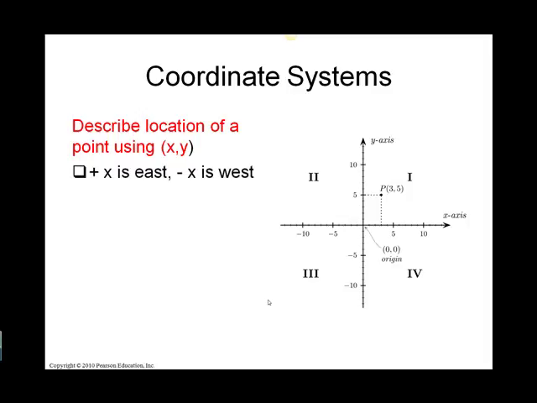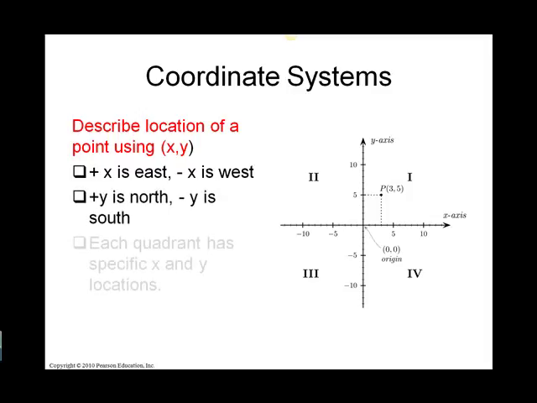So positive x will be east, negative x will be west, positive y is north, negative y is south, and each quadrant has its own x and y locations. When you're in the first quadrant, you're east and north. In the second quadrant, you're west and north, so a negative x and a positive y. In the third quadrant, you're west, negative x, and south, negative y. And then in the fourth quadrant, you're east, positive x, and south, negative y.